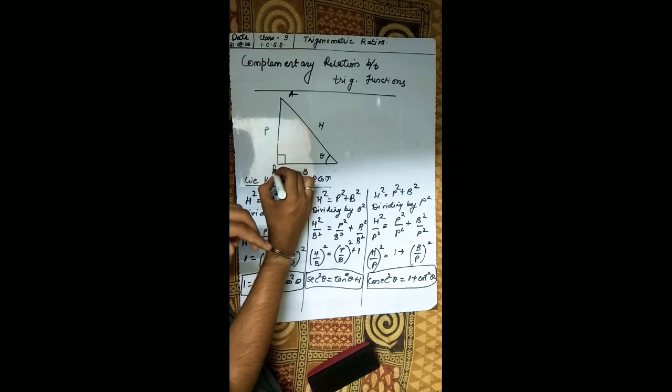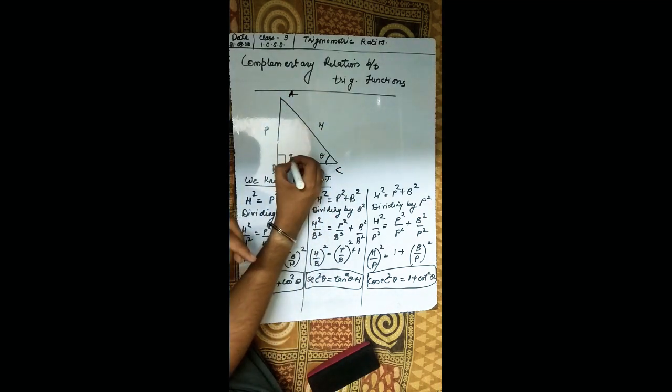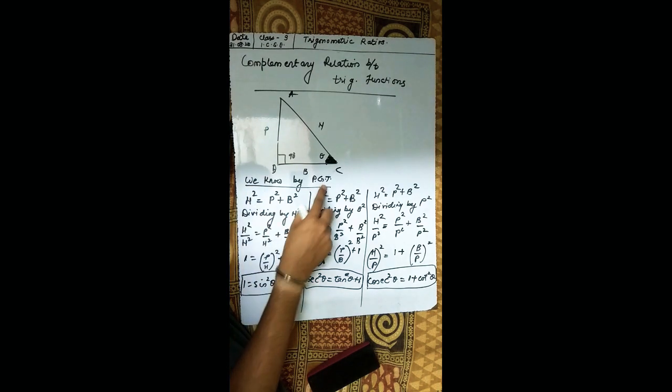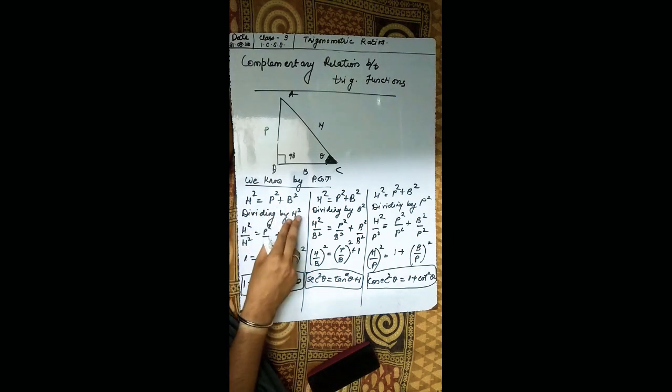All right, so let us take a right angled triangle ABC. We know that this is perpendicular, this is hypotenuse, this is base, and here is 90 degrees, and taking this as theta. By PGT, h square is equal to p square plus b square. Now let us divide both sides by h square. So h square upon h square is equal to p square upon h square plus b square upon h square. This will be cancelled and you will get 1 as an answer.